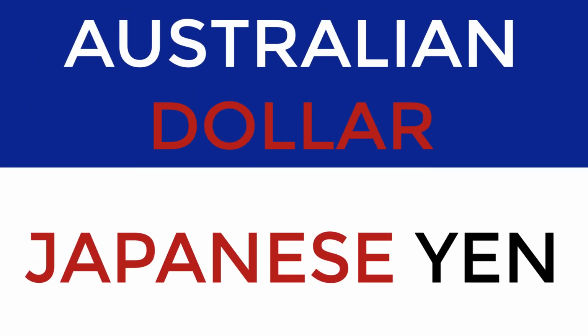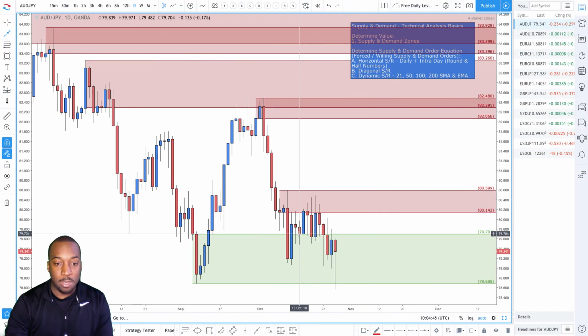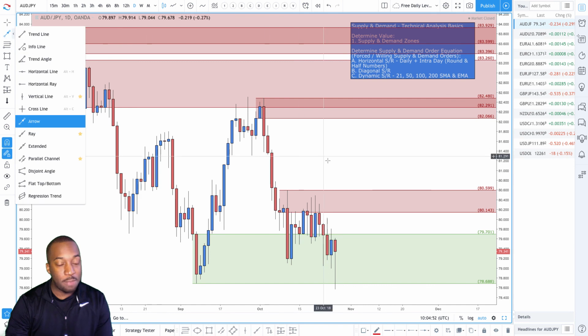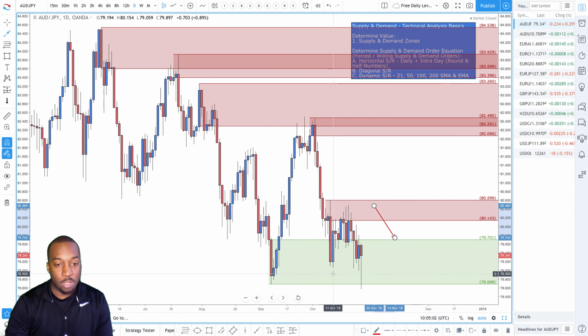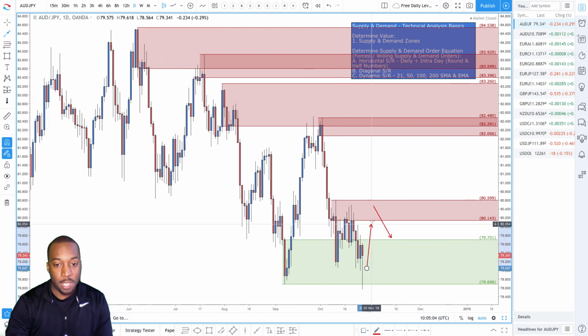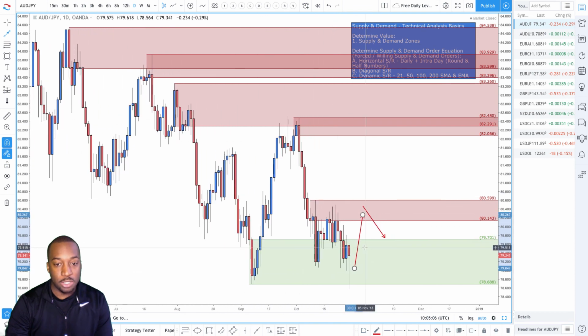And we've got the Aussie dollar, Japanese yen. So the Japanese yen, again, benefiting from risk sentiment. So if prices do come up here again, this will be the area to look to get short. If we have a risk on market environment going into next week, then this looks like a decent buy.